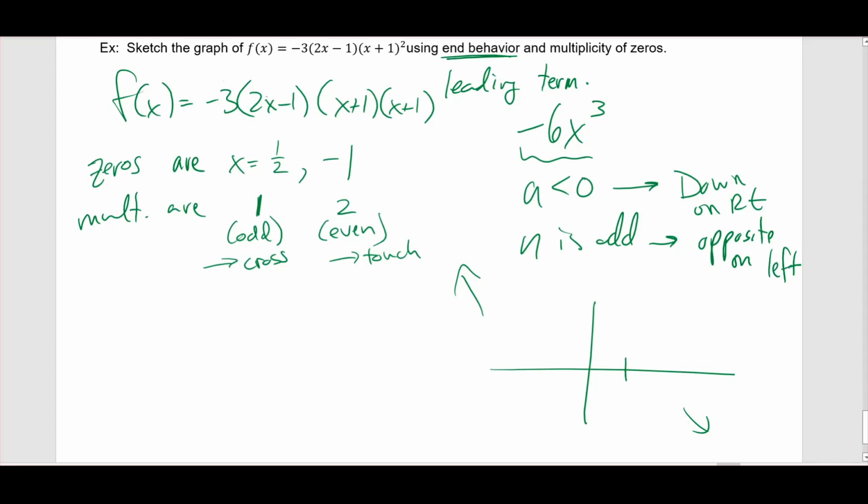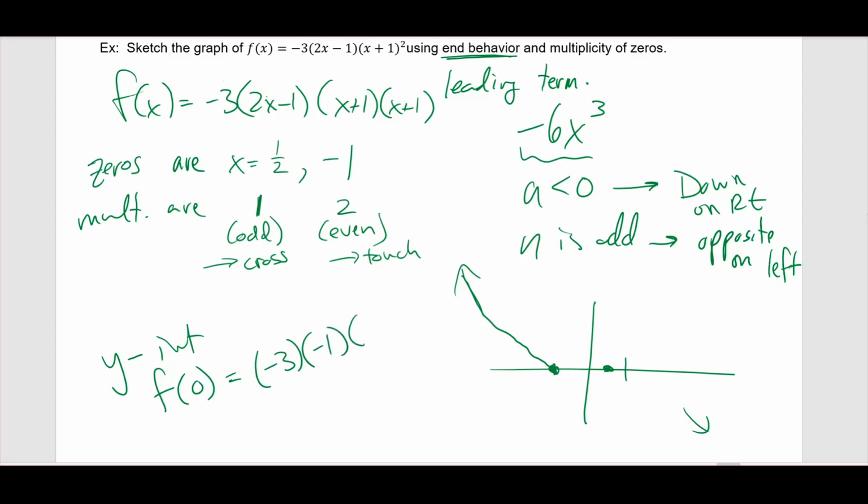So we've got x equals 1/2 right there, and x equals -1 right there. We know that we're going to touch the x-axis at x equals -1, so it has to connect the dots. If we want to make an even better picture, put your y-intercept on there too. Every time we find y-intercepts, we just crank a 0 through the function. So we'd get -3 times -1 times 1, so that's going to be +3.